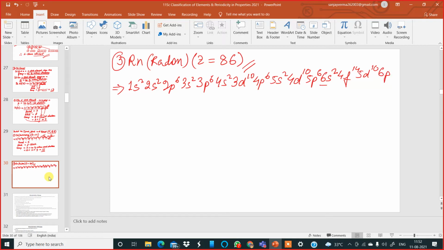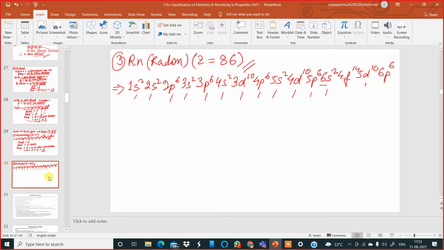Now just add the total. 2 plus 2, 4, 4 plus 6, 10, 12, 18, 20, 30, 36, 38, 48, 54, 56, 70, 80, and then 6 over here. 6p has to have how many electrons? 6 electrons. It is a noble gas. Is it a noble gas, my dear boys?